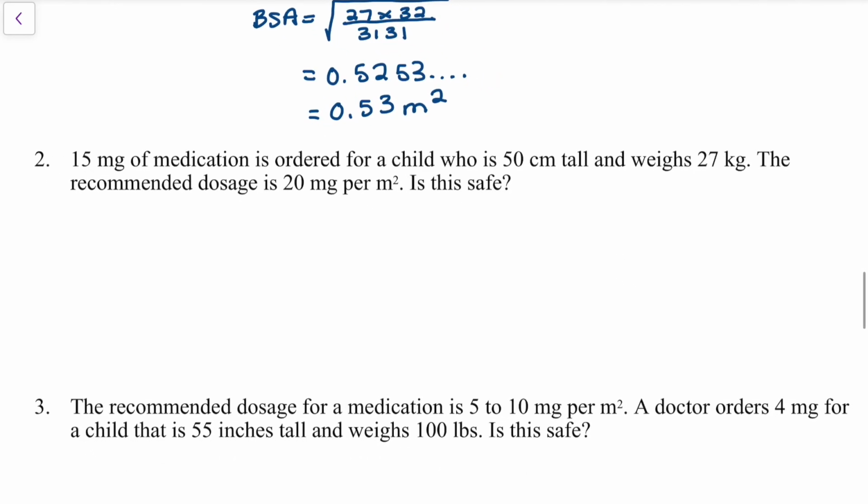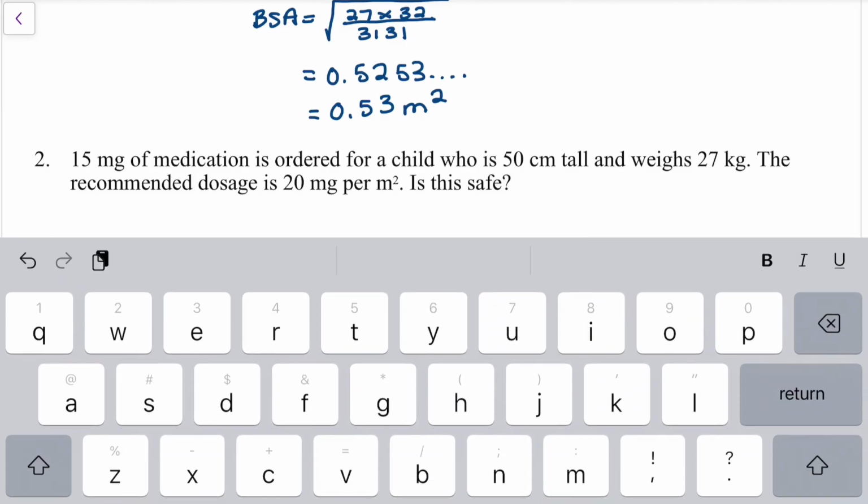Let's look at our next question. It says 15 milligrams of medication is ordered for a child who is 50 centimeters tall and weighs 27 kilograms. The recommended dosage is 20 milligrams per meter squared. Is this safe? So let's give ourselves a little bit more space here.